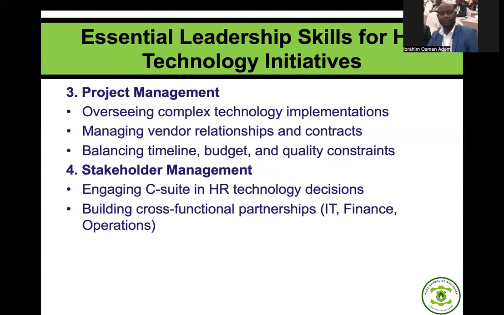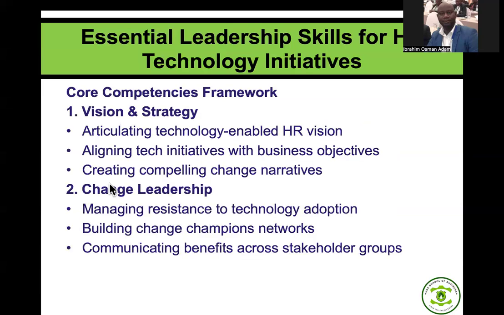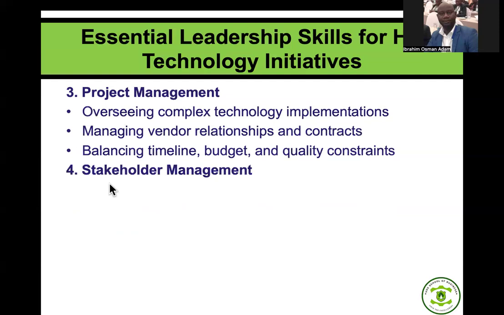Now, just to recap the critical factors we have looked at, we have looked at 4 essential leadership skills that you need as a leader to be able to manage technology initiatives very well in an organization. Vision and strategy, very important. Then the second one is change leadership. The third one, project management skills. The other one is what? Stakeholder management and engagement.